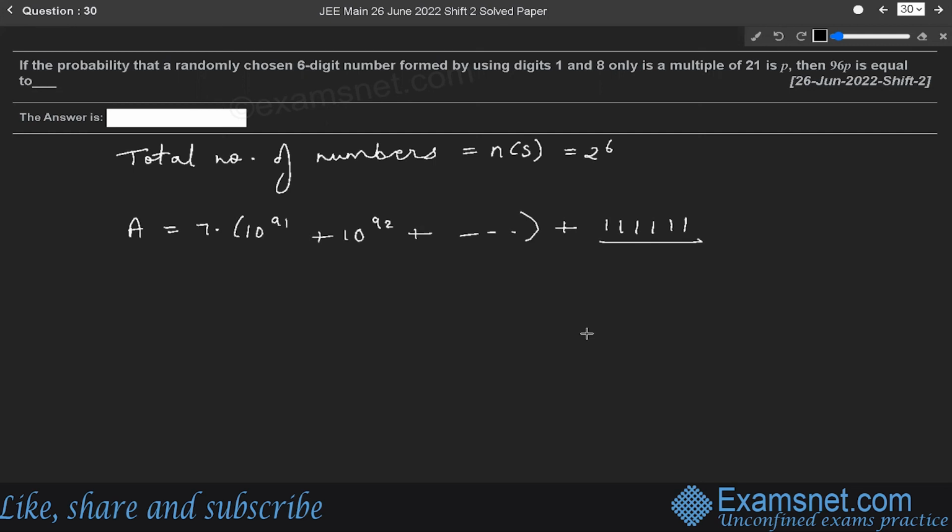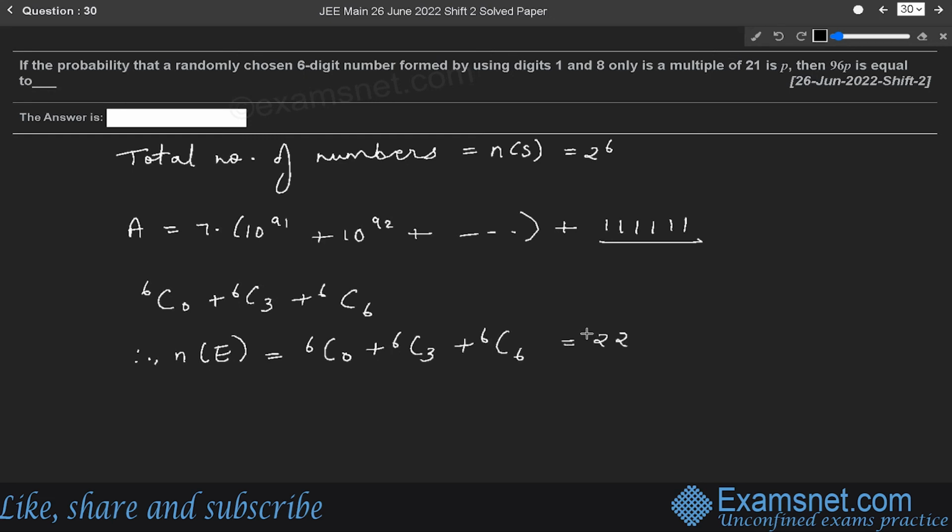Here, this number is always divisible by 21. So if a is divisible by 21, then 10 power a1 plus 10 power a2 plus 10 power a3 must be divisible by 3. So for this, we have many cases here, which is 6C0 plus 6C3 plus 6C6 cases are present. Therefore, we can say that n of E will be equal to 6C0 plus 6C3 plus 6C6. So it will be equal to 22.